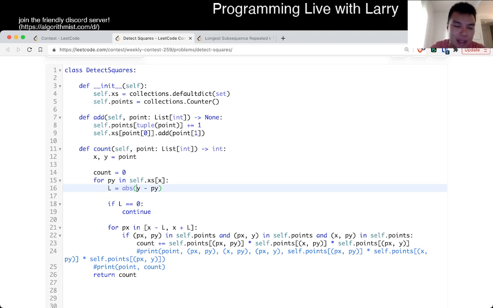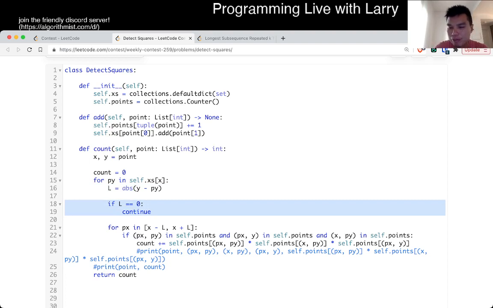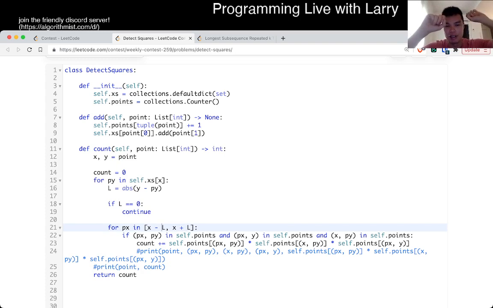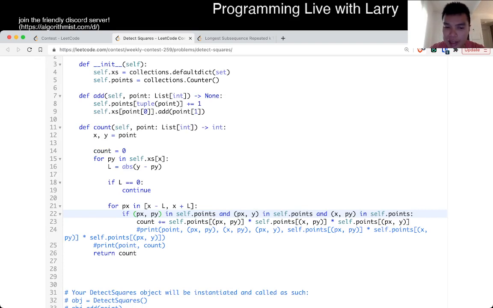I also spent some time debugging because of this. If L is 0, that means you have a 0 area square, and that's no good, so you have to just skip it. Otherwise, there are two possible x's for the other point, and that is, like I said, either up or down. So then we check both, and here this one now becomes more obvious: we know that xy doesn't even have to exist, but we check whether all these 3 points are in the points, and that's basically the 3 other points of the square.